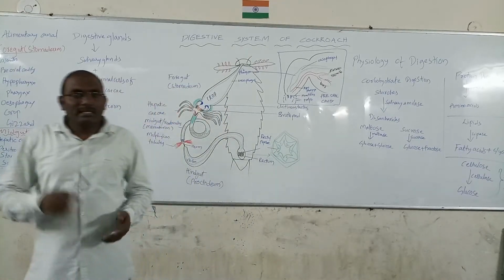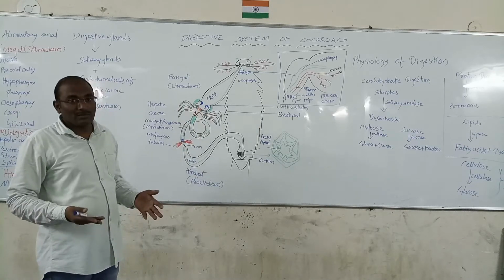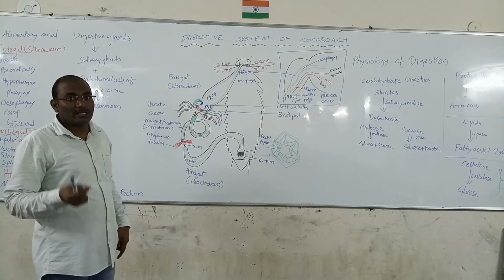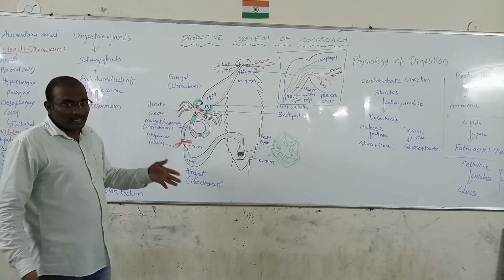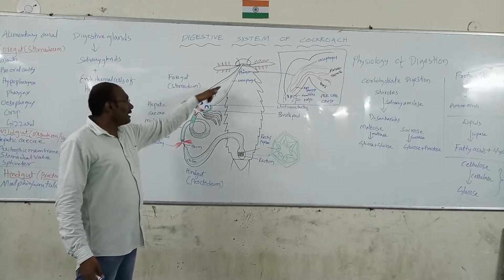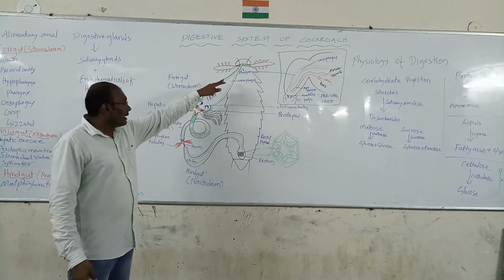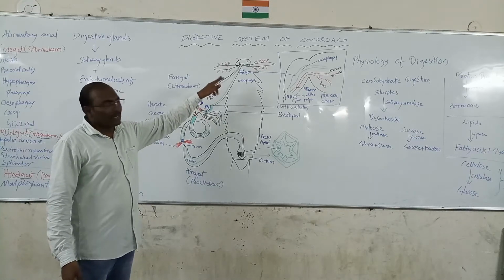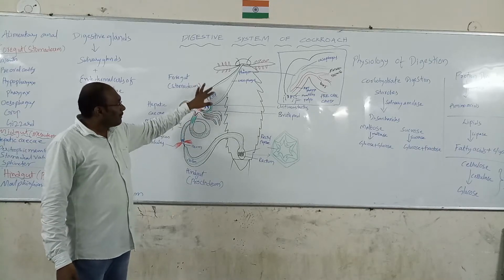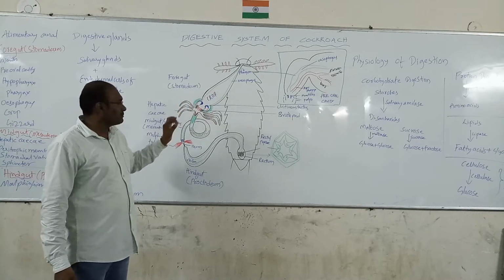The foregut is internally lined by chitinous cuticle. Because cockroach is an omnivorous insect, it feeds on all types of food material, maybe sand and plant particles may be present inside of the food. They may be abrasive, scratch and damage the internal wall of the alimentary canal. So, to prevent this, it has adopted internal lining of chitinous cuticle. This chitinous cuticular lining prevents the damage of the wall of the crop.